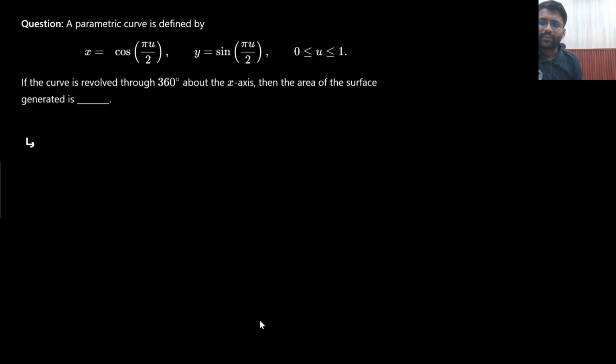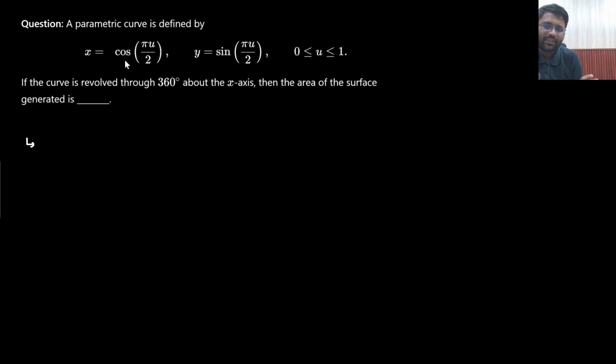So now let's solve the final question. A parametric curve is defined: x equals cos pi u by 2, y equals sin pi u by 2. This curve is revolved 360 degrees about the x-axis. You need to find the surface area. So here you only need to think. There is no formula, nothing. Only you need to think.